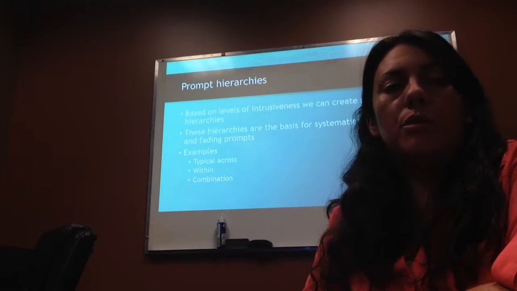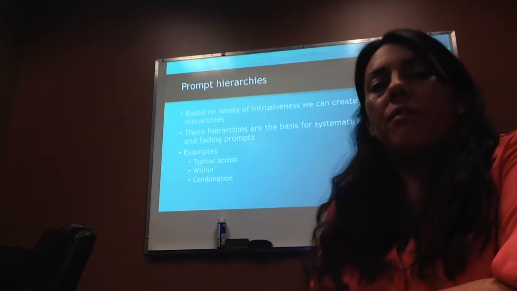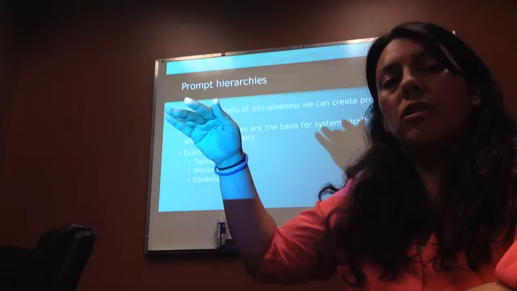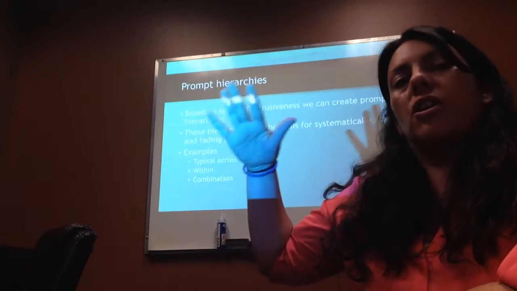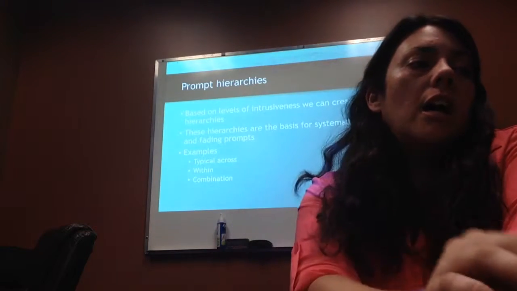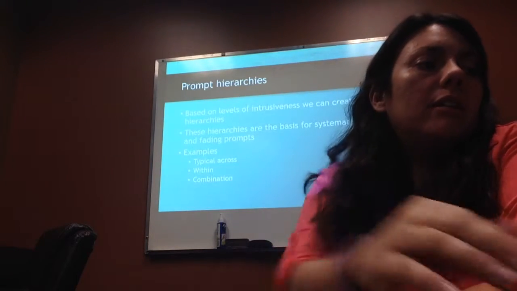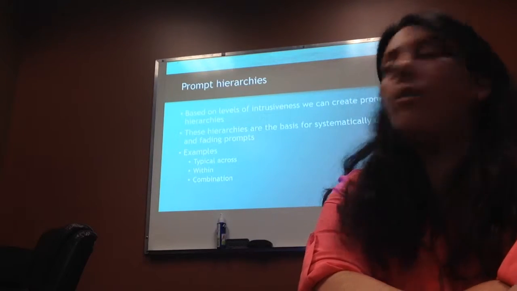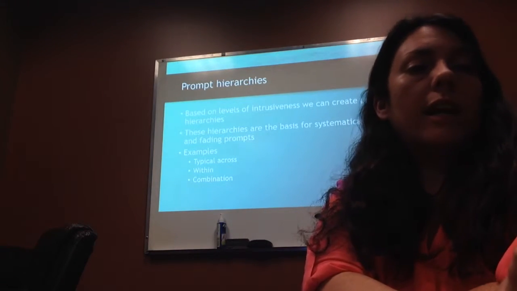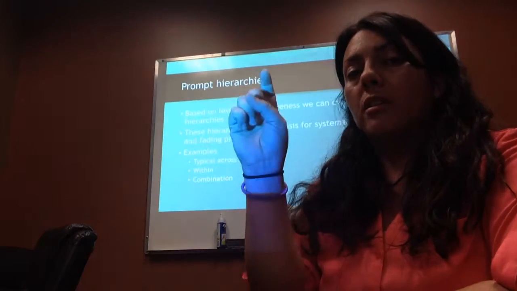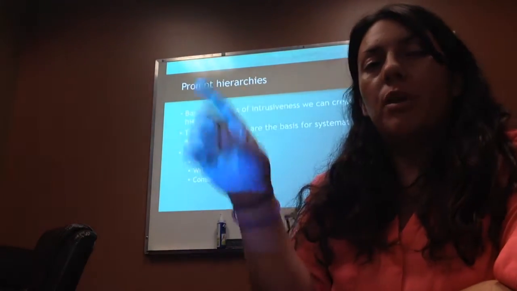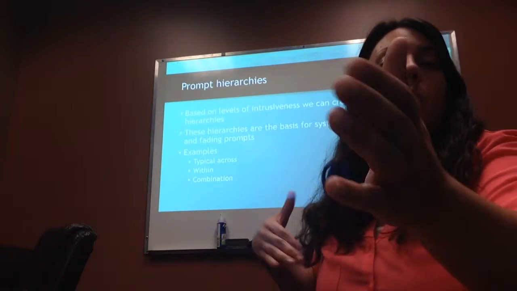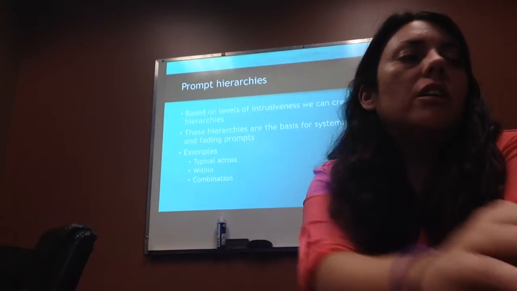So for example, a typical across-prompt-type hierarchy goes full physical, partial physical, model, gesture, independent, or model, gesture, verbal, independent. But you can do within a type. Like I said, you could do a loud point, soft point, obvious gesture, smaller gesture, smaller gesture, smaller gesture, and that's all within a gesture prompt.